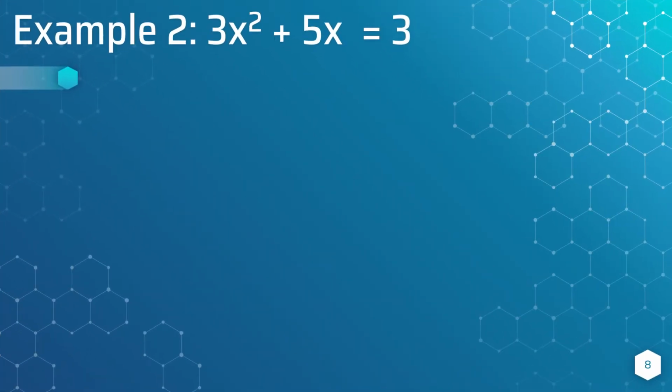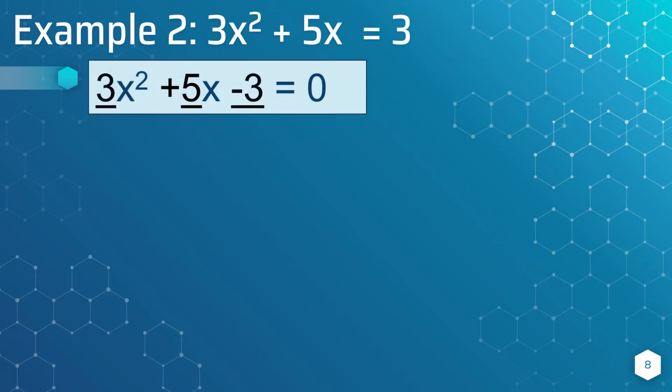Let us now have our second example. We have here 3x squared plus 5x equals 3. For our first step, we have to write it in its standard form. So we have 3x squared plus 5x minus 3 equals 0. Second step, identify the values of a, b, and c. a is equal to 3, b is equal to 5, and c is equal to -3.